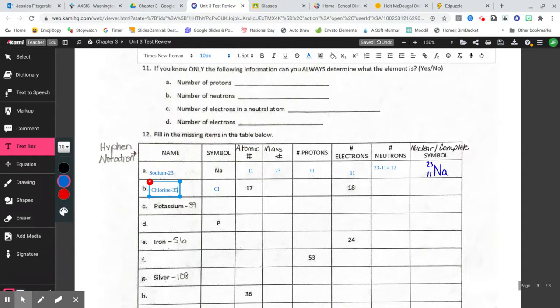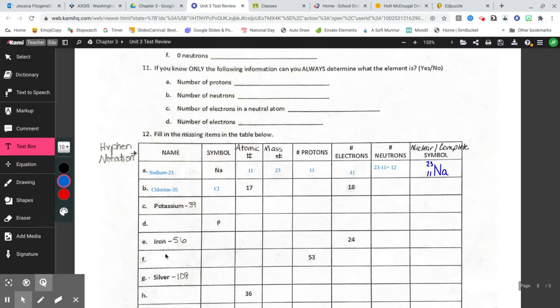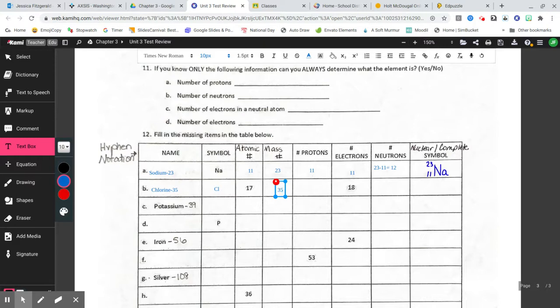So chlorine has the mass of 35. The mass is 35.4, so we're going to round that to 35. And so over here, the mass is 35 because we round that. Our number of protons is going to be your atomic number, which is 17. Ooh, notice your electron number and your proton number are not the same. So this is a sign that we're working with an ion.